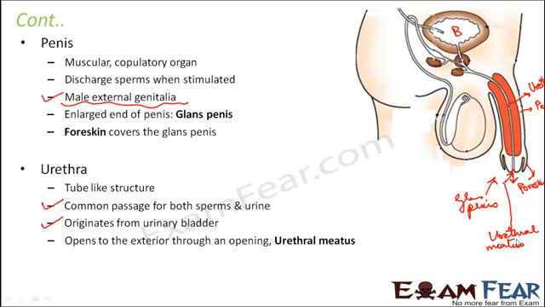Now, just now I told you that the sperms are secreted when the penis is stimulated. What happens when the penis is stimulated? When being stimulated, the tissues of the penis get filled with blood, making it firm and erect. Since it is muscular in nature, made up of loose muscles, when it becomes firm and erect, the sperms which are present inside the urethra tend to be secreted out. So that is how the ejaculation of sperms takes place.